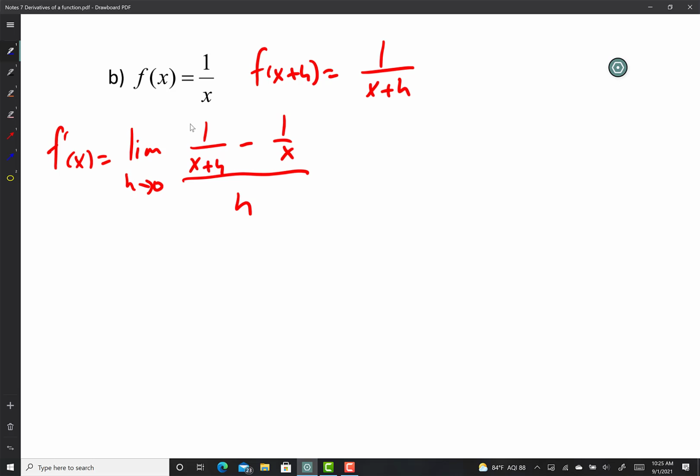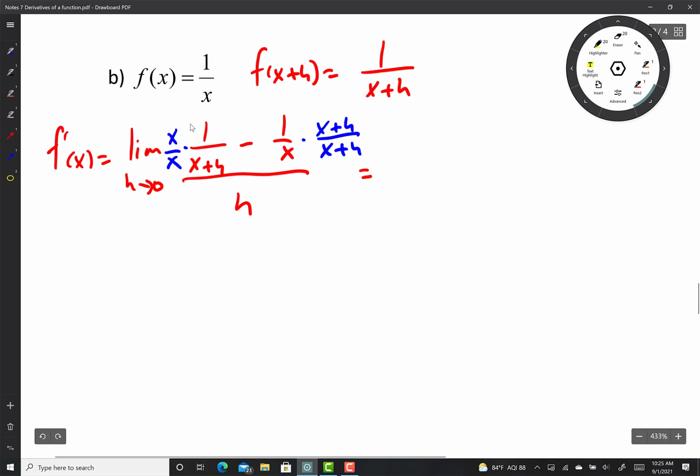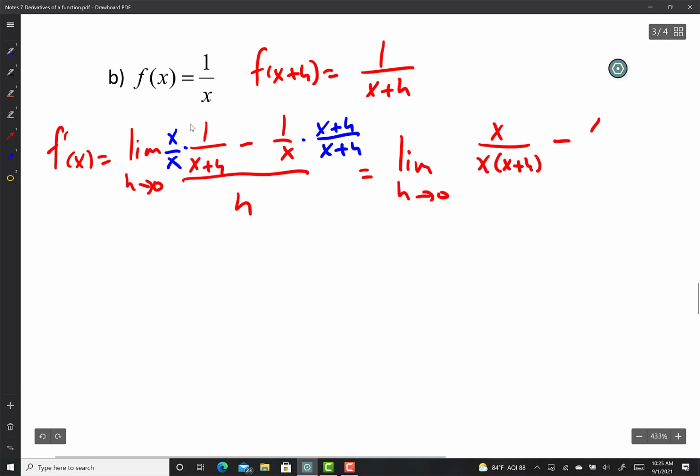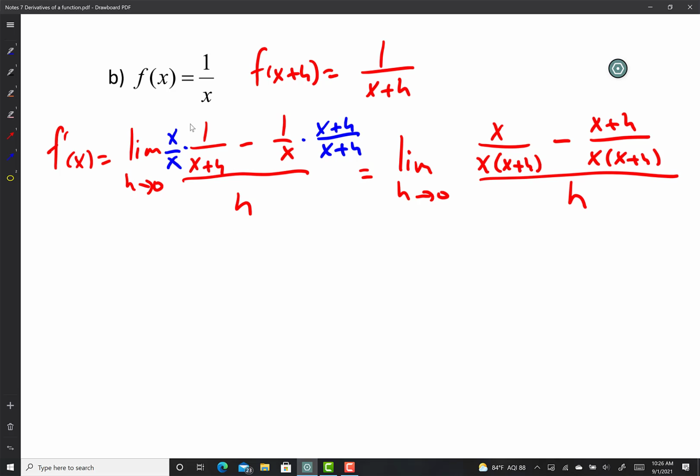I can't subtract them in the numerator unless I have a common denominator. So I'm going to multiply the right term by x plus h over x plus h, and the left term by x over x. So now we have limit as h approaches 0 of x over x parentheses x plus h, minus x plus h. I wouldn't distribute it yet, but if you want to, that's fine. In a little bit we'll distribute the negative. And all this is still over h.